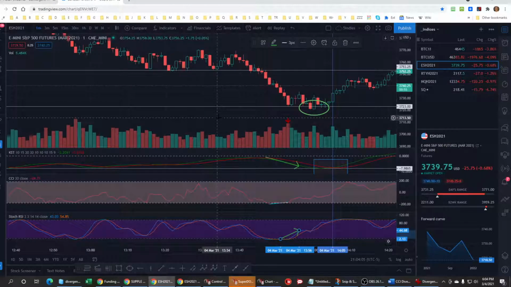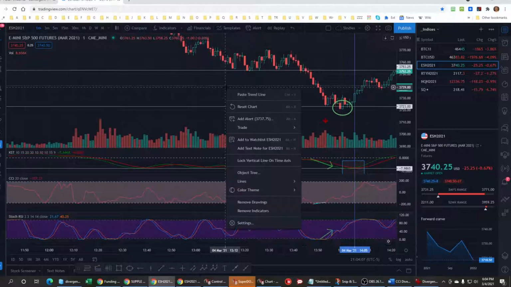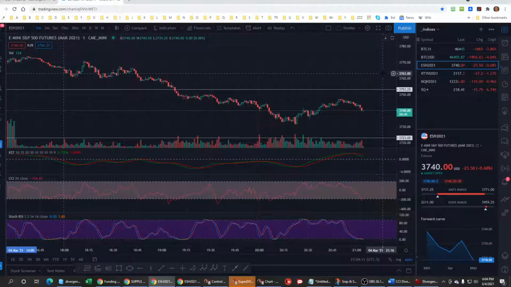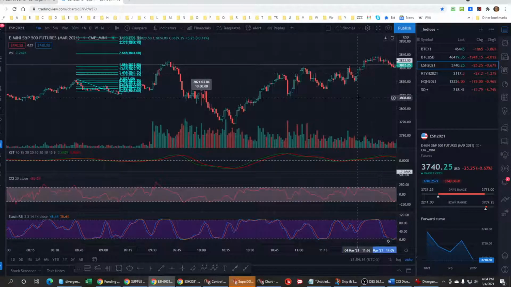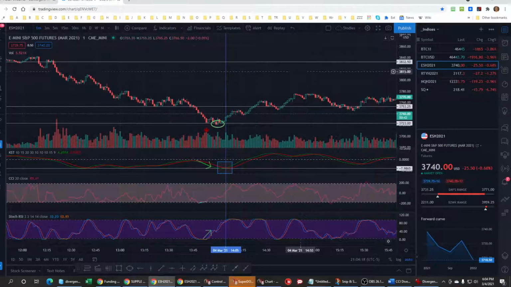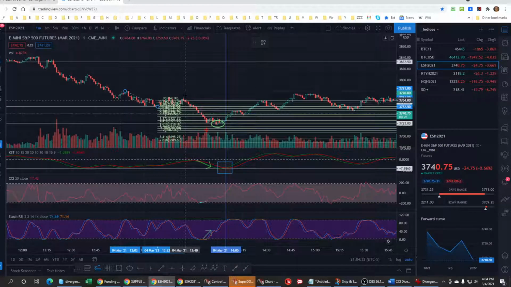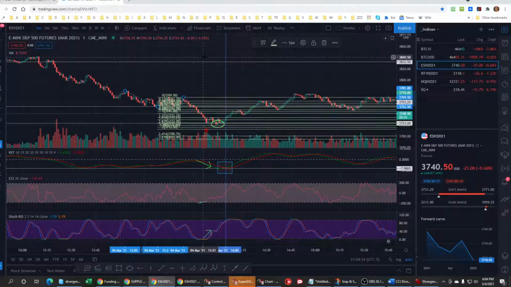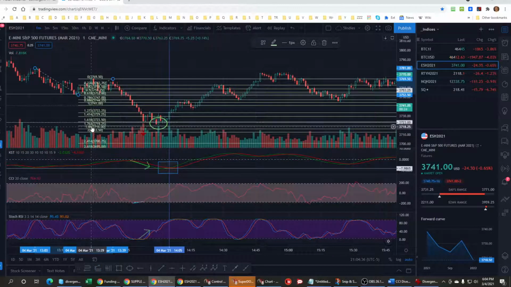I probably would already have some fibs on here just to mark the area. Let's see if I reset this, I have to go back. So the fib would look like this. If I had it drawn on there, I would be taking something like this, and from a top down to the next top up. So I would have some fibs that look like this.